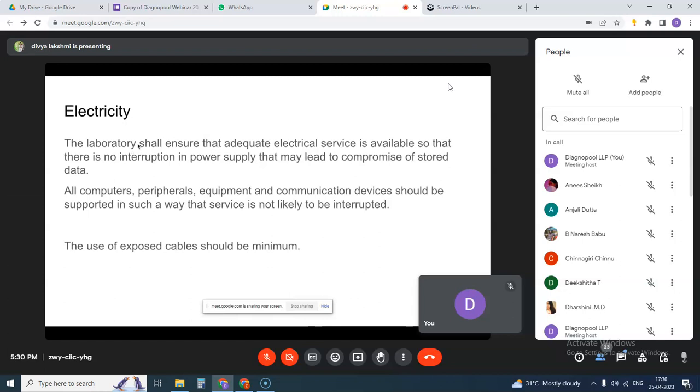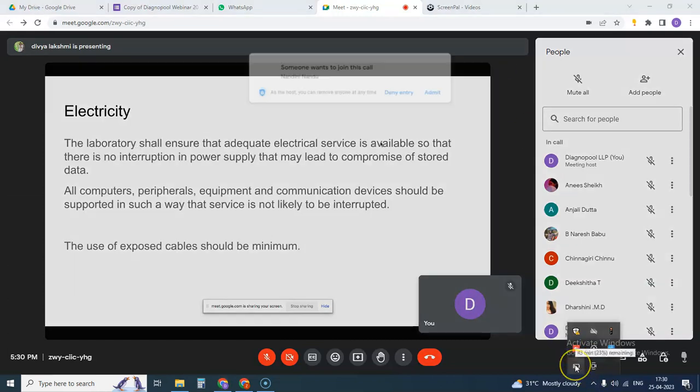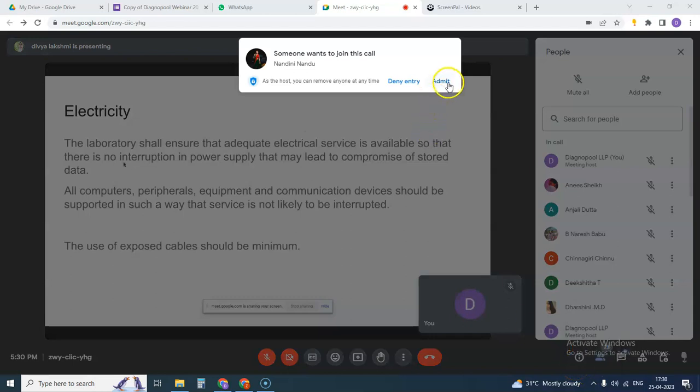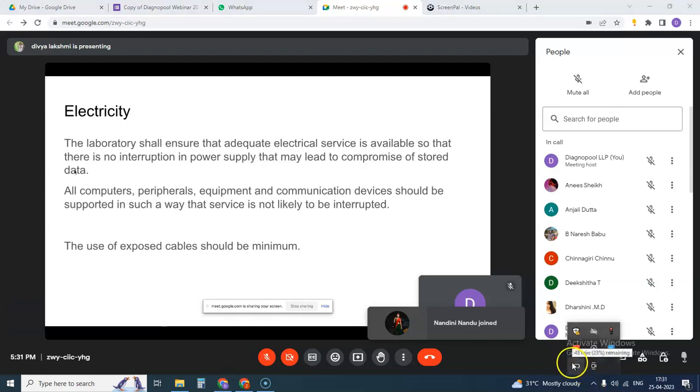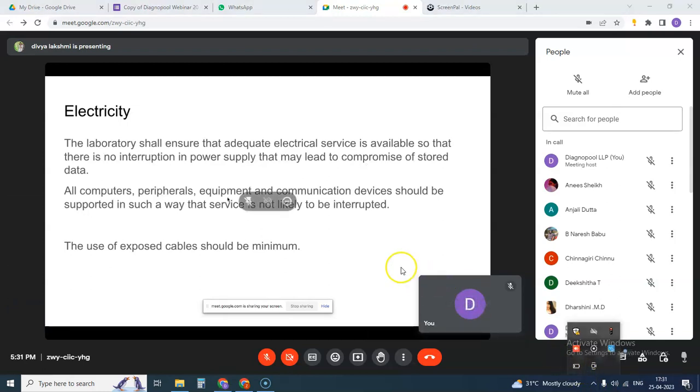Electricity, as I told you previously, the labs must ensure adequate electric services are available so that there is no interruption in power supply that may lead to compromise of the stored data. All computers, peripheral equipment and communication devices should be supported in such a way that service is not likely to be interrupted. And any exposed cables should be kept to a minimum.